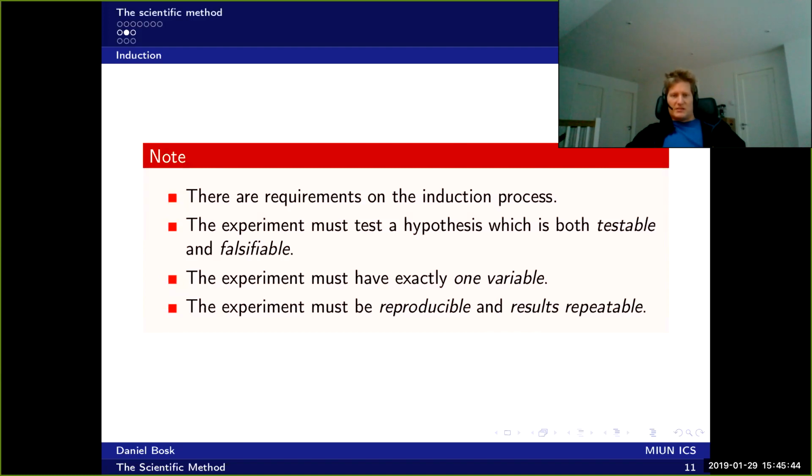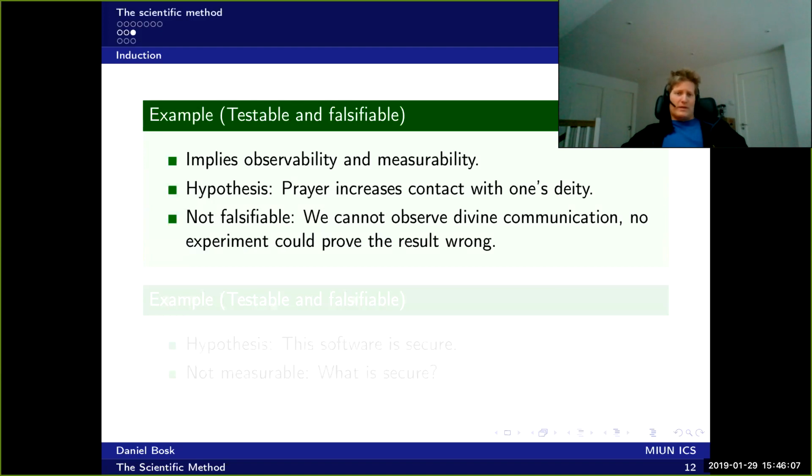So for instance, the experiments that one performs must test a hypothesis which is both testable and falsifiable. The experiment must also have exactly one variable, and it must be reproducible, and the results must be repeatable. So what is testable and falsifiable? We'll show this by an example.